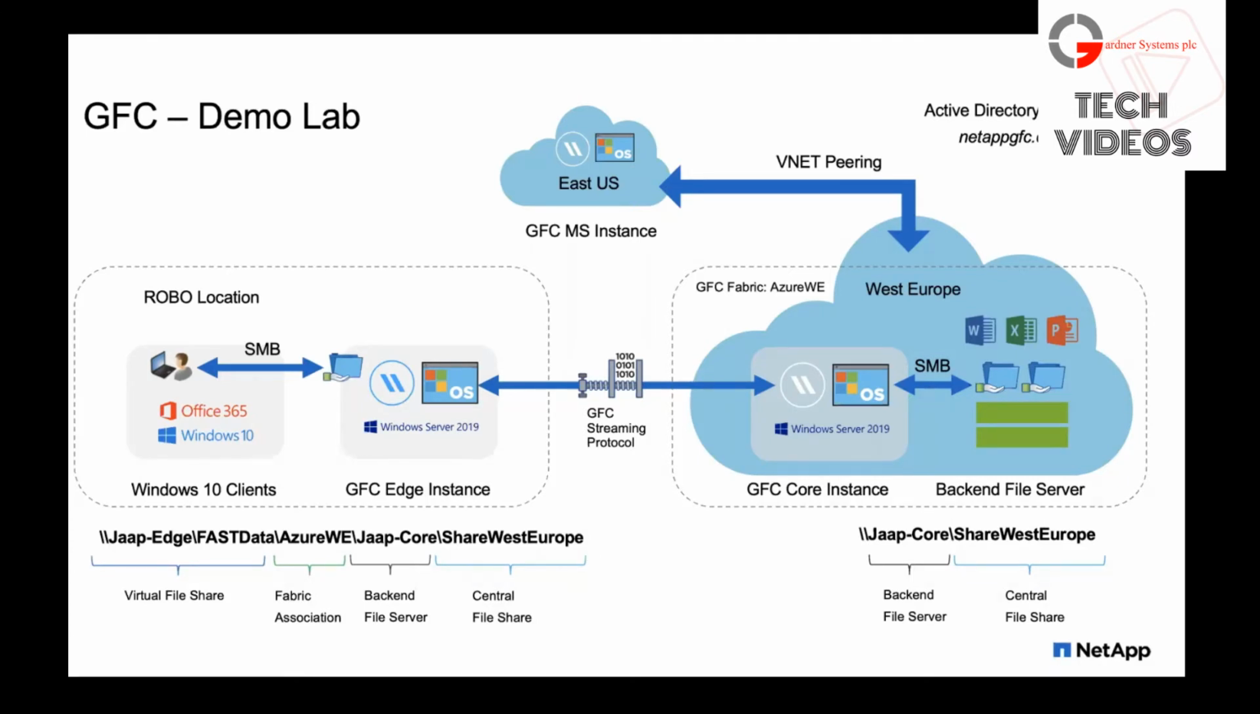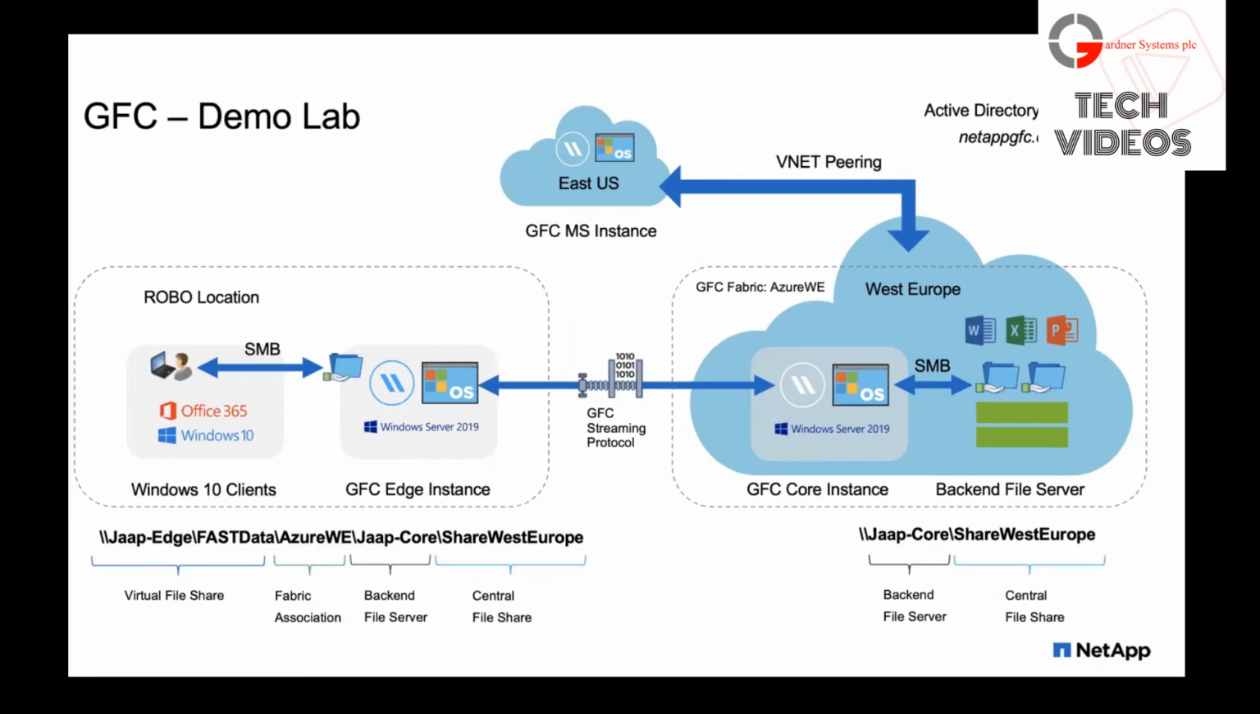So if you have multiple geographically distributed sites or even multiple data centers, you can associate this single edge instance not only with a core in West Europe, but you could also associate that with a core instance in Australia or in East US. And then you create this reverse or fan out architecture where all of your assets, whether that's your fabric association, different regions in the cloud or even multi-cloud, and then subsequently your backend file servers. So in this case, we have one backend file server, but you could have multiple. And your central file shares could be one to many as well.